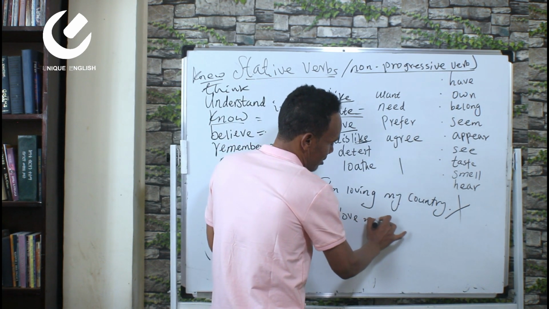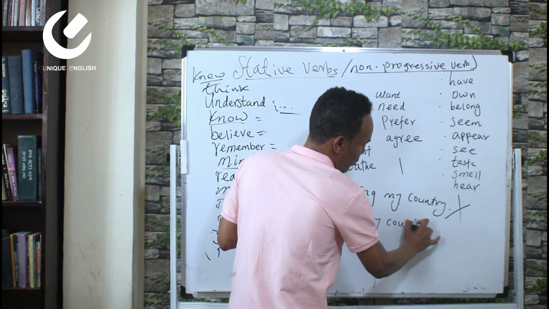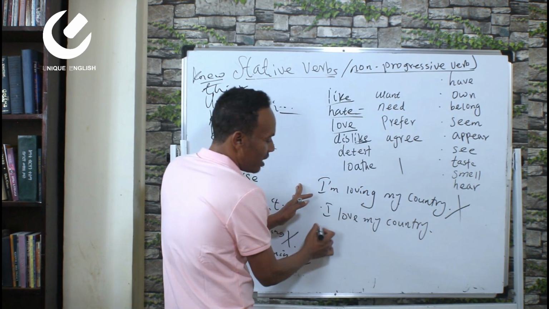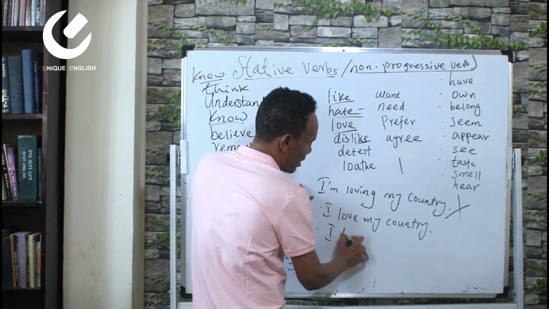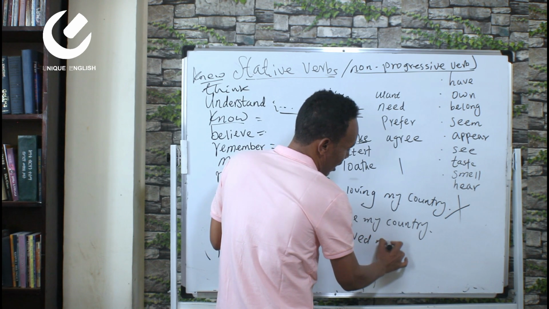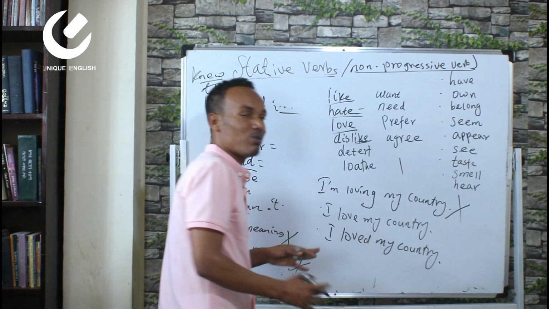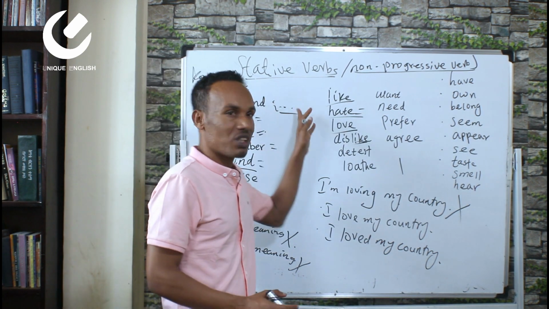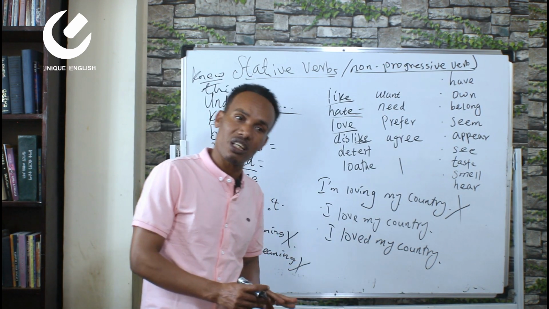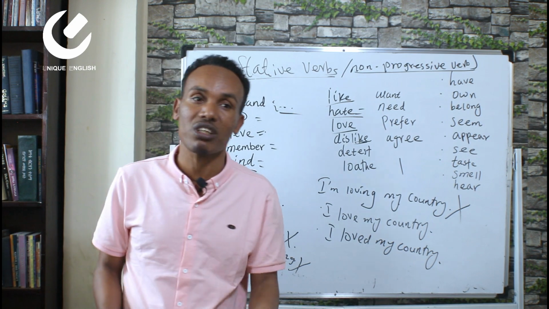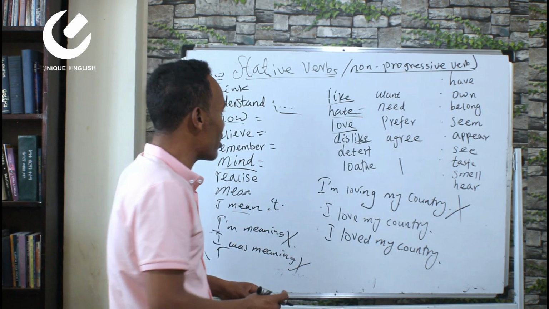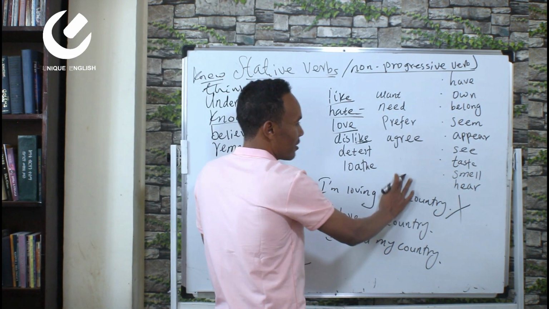I love my country. ወደፊት እወዳለሁ ስል I will love my country. እንደገና ደግሞ እወድ ነበር ስል I loved my country. ወድጄ ነበር. I loved my country. ሌላ ቴንስ ይቻላል. The only problem is that you don't have to use state verbs for continuous tense. Which continuous? It may be present continuous, it may be past continuous, it may be everything.